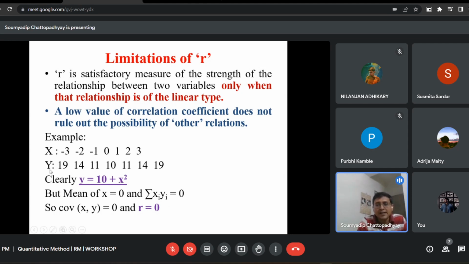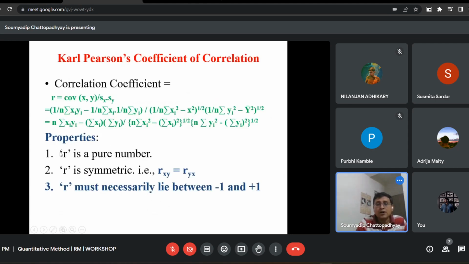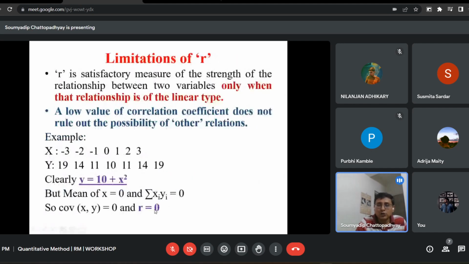Because if you consider the two variables x and y, where x takes the values like this and y takes the values like this, if you take a close look at these two variables, then you can see that one can represent the relationship between them in this format: y is equal to 10 plus x square. If you put in the values of x, you will see that y follows this particular representation. But if you calculate the R square by the previous formula, the formula I have discussed here, then your R square turns out to be equal to 0. Okay, so your R square is 0.